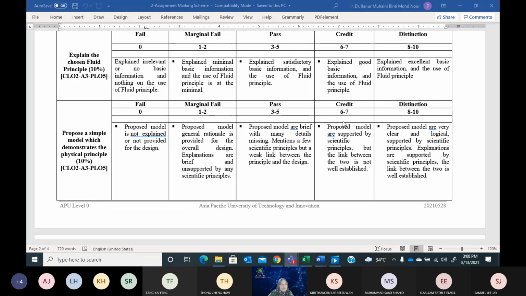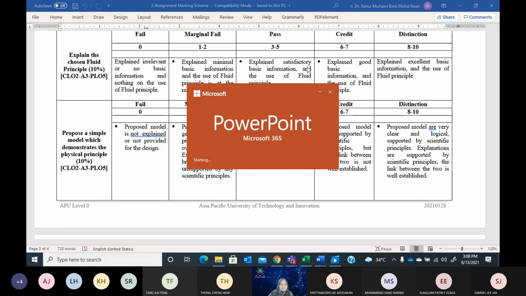So, if you want to fall under credit, the proposed model is supported by scientific principle. Okay. So, what is the scientific principle? Okay, for example, wait, I show you.